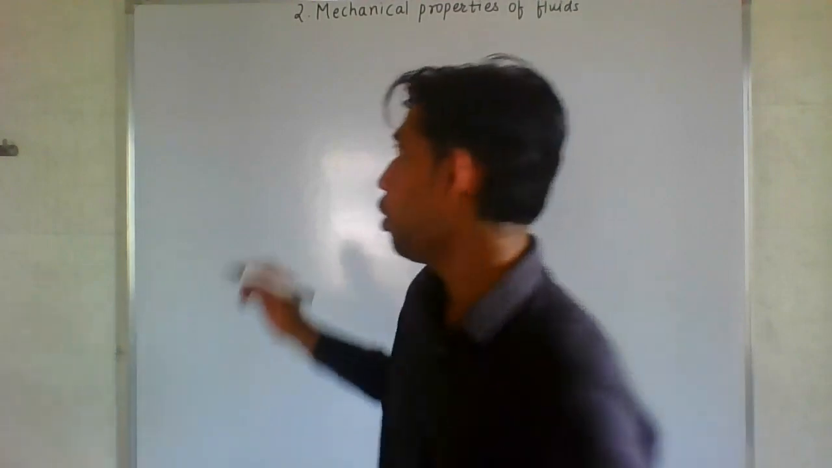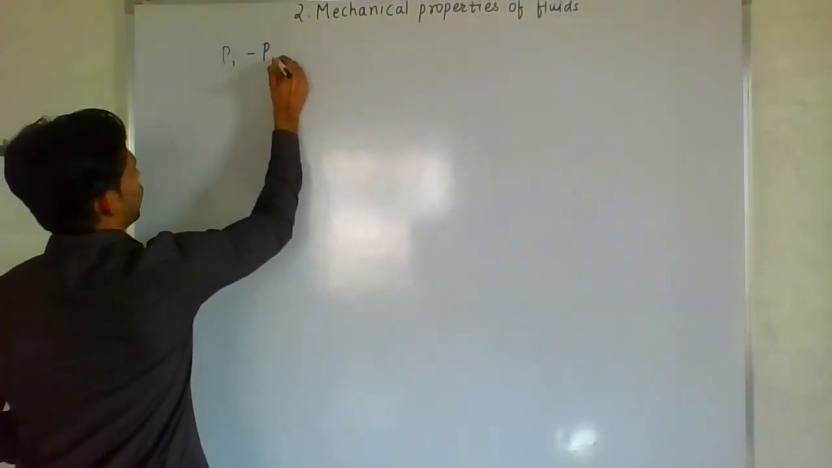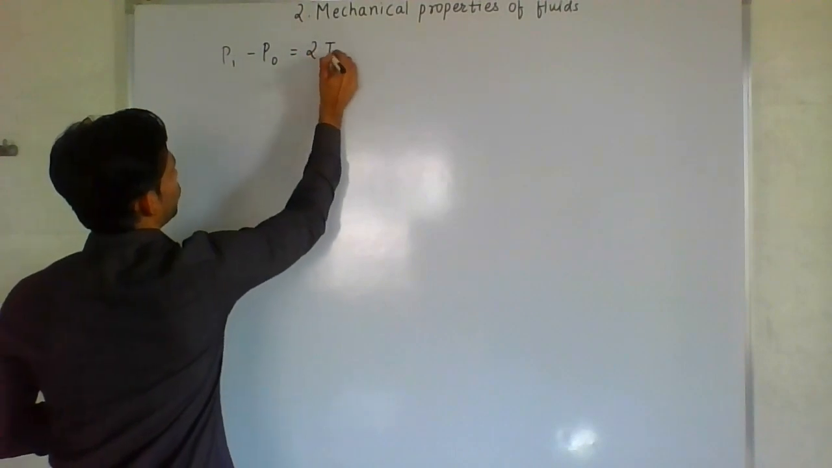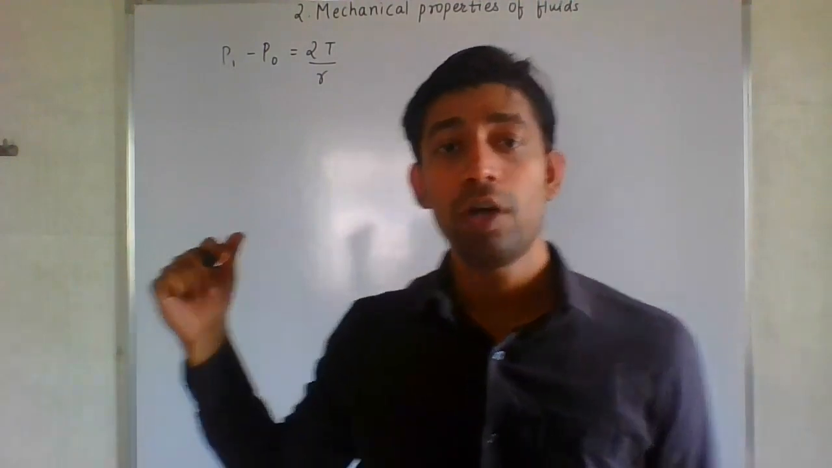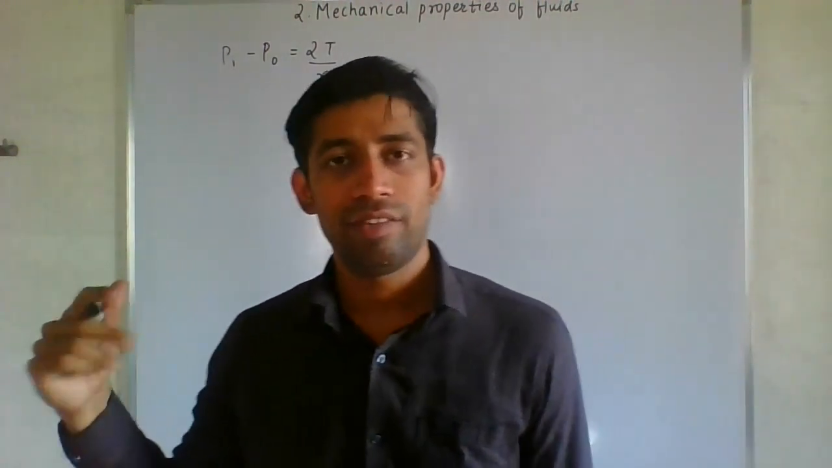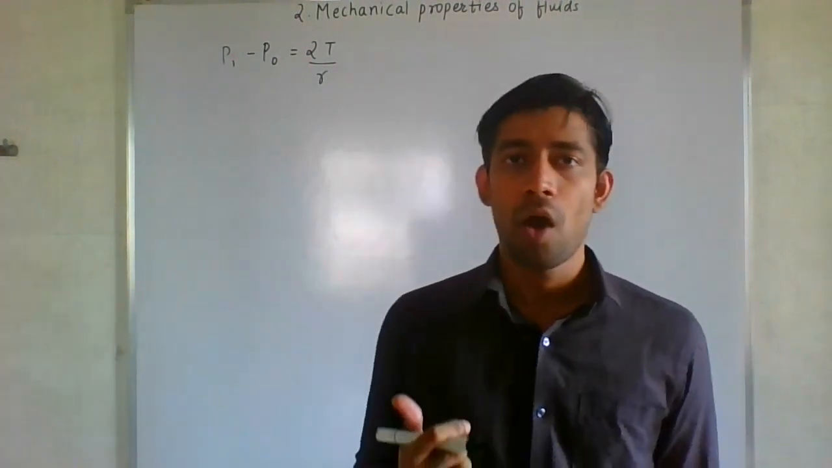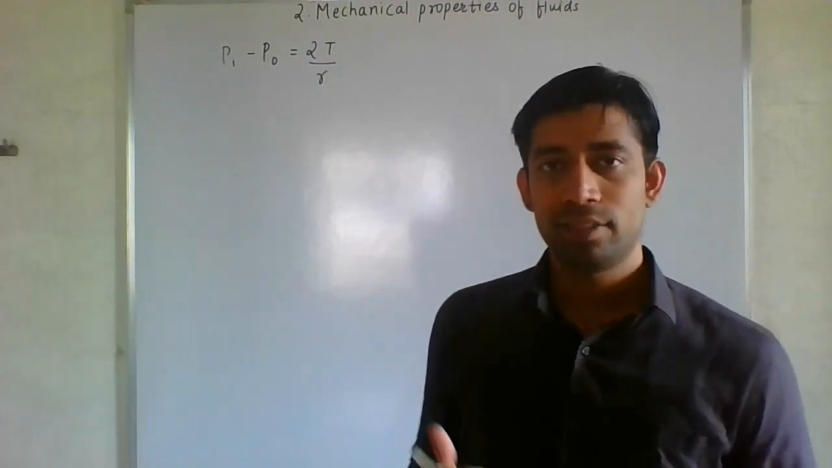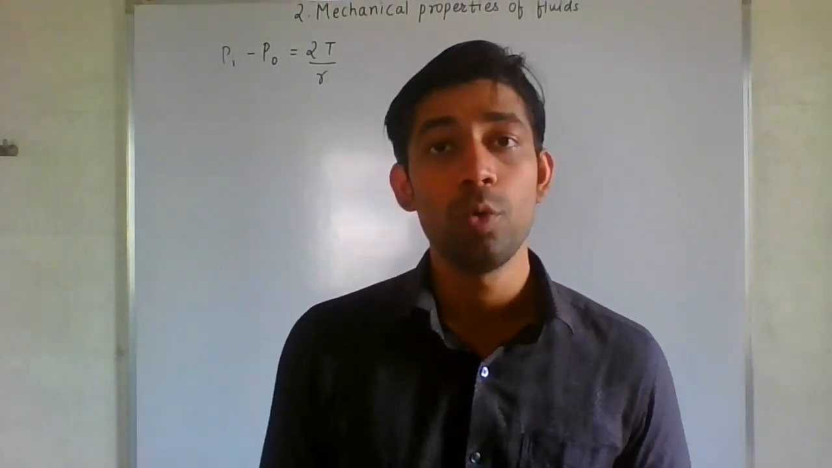Okay, first formula was Pi minus Po is equal to 2T divided by R. Correct? This was for liquid drop. And if it is soap bubble, then we will have to write 4T by R. First, I'll take the sum based on this formula. It is there in your textbook. It is solved example number 2.6.